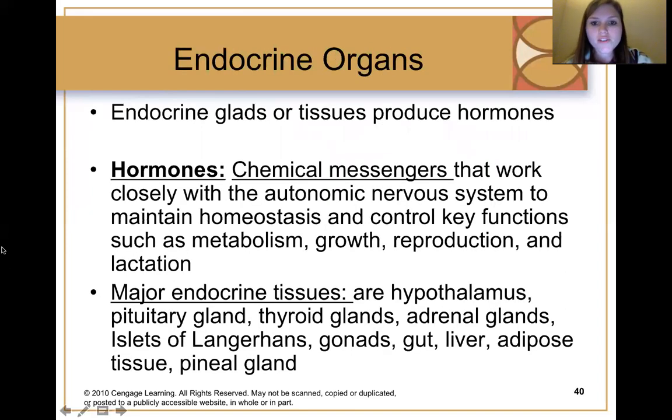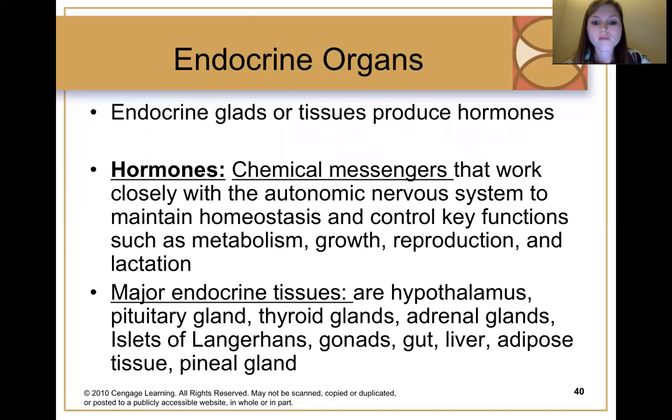So a little bit about endocrine organs. So endocrine glands, that's supposed to say glands, not glads, or tissues produce hormones. So remember earlier we talked about how the cell membrane has receptors for hormones, and that's how cells can communicate with the rest of the body. A hormone will bind and tell that cell what it needs to do. So hormones are produced by endocrine organs.